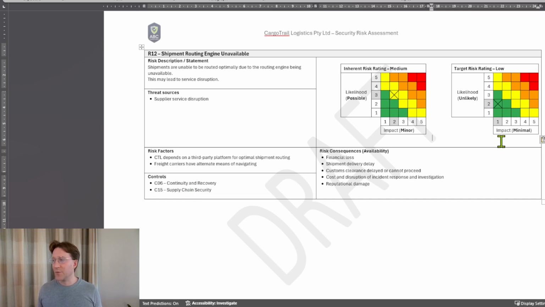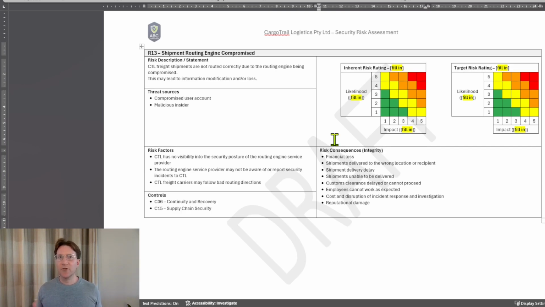And then for the impact, we're reducing it to minimal because we would ideally have some kind of backup business process in place. So it's very clear to everyone, if the shipment routing engine goes down, it's not available, then here is what you do. We have some alternative process in place so that we then have a minimal impact.